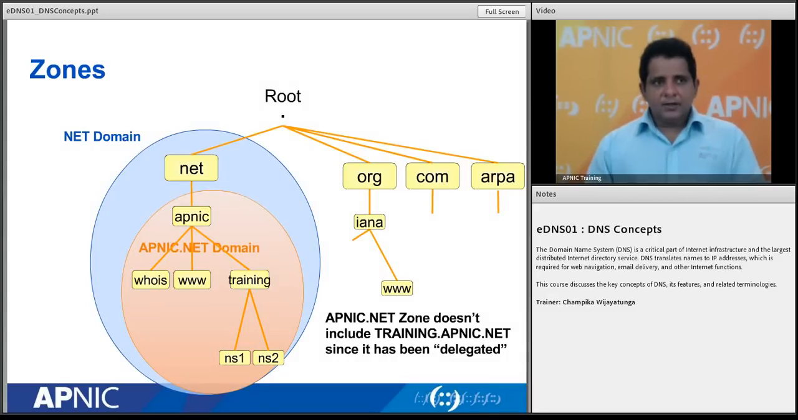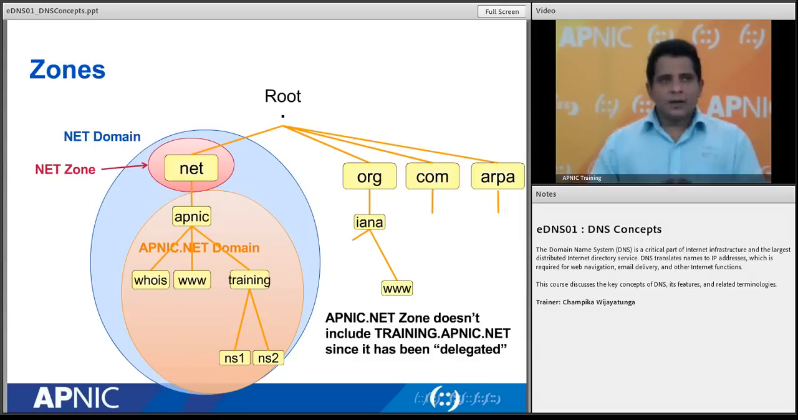Now let's try to analyze this situation further. So this is the diagram we had earlier. You can see the hierarchy. You have the root, then you have the top level domains, and then also you have the next level domains and so on.